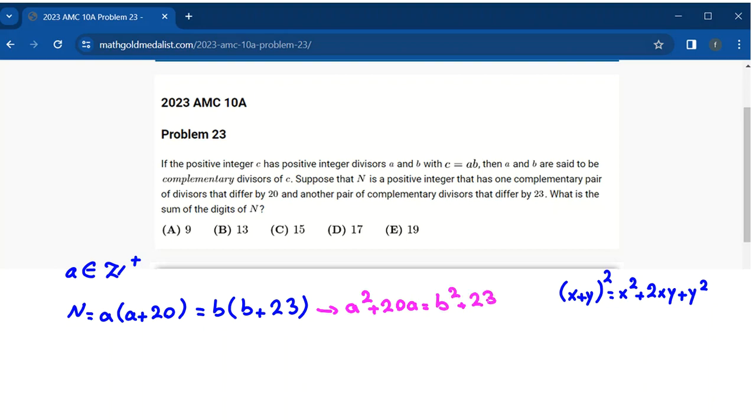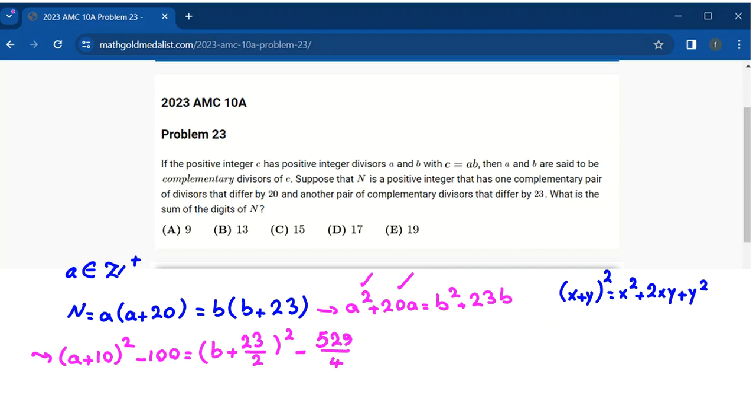So I write the first one as a plus 10 squared. Then because of this, I have a squared plus 2 times a times 10, this one and this one, but I have plus 100. Here we don't have plus 100, so I subtract 100. Now for this one, if I want to create b squared and 23b, it's b plus 23 over 2 squared, minus this squared, it will be 529 over 4.